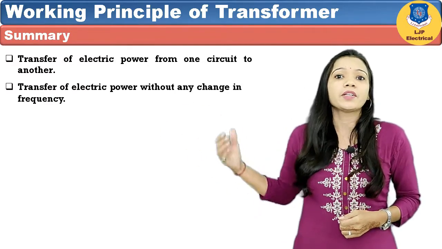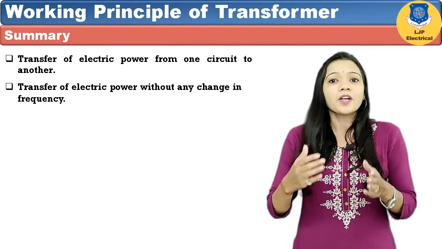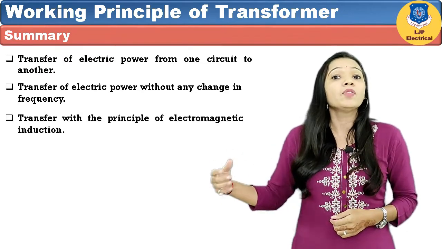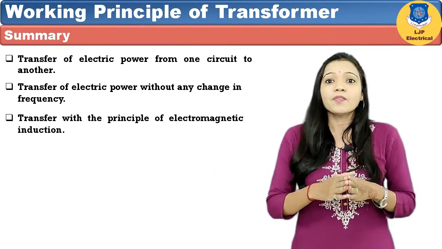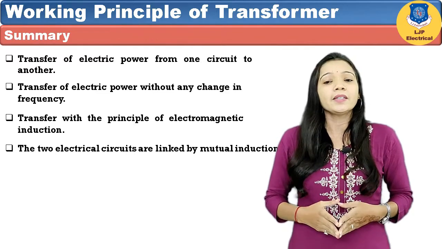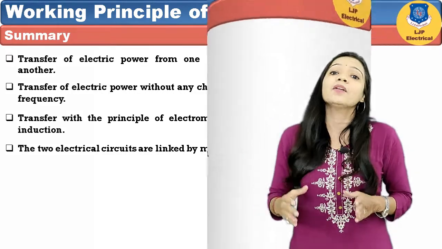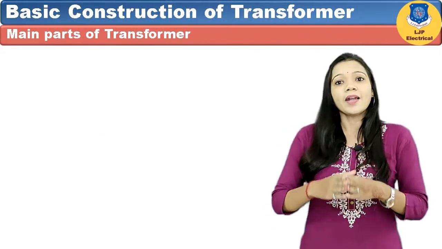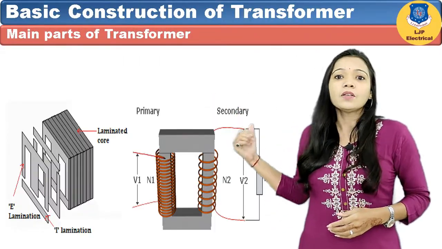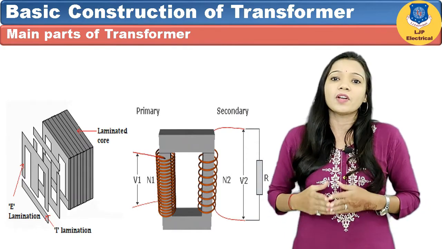If we summarize in short, a transformer carries the operations as below: transfer of electrical power from one circuit to another circuit, transfer of electrical power without change of frequency, transfer with the principle of electromagnetic induction, and the two electrical circuits are linked by a mutual induction. Now let's move to the next topic, which is the basic construction of transformer.